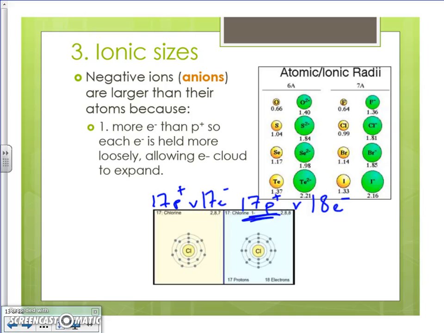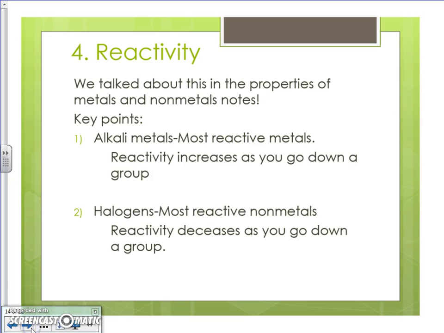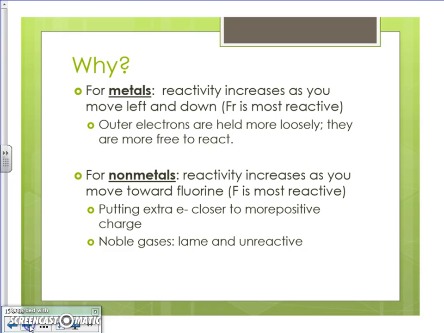Welcome back to part 2 of these notes over periodic trends. So just finished talking about ionic sizes. Moving on here, so reactivity. We talked a little bit about this when we talked about properties of each of those columns. We told you alkali metals are the most reactive and halogens are the most reactive nonmetal, but a little more on your properties here and why.